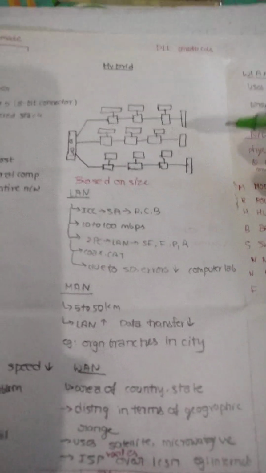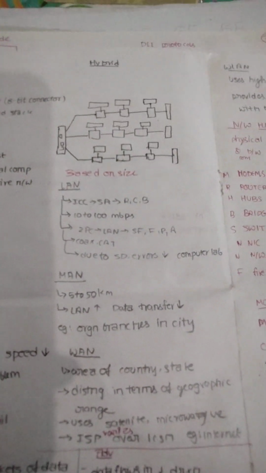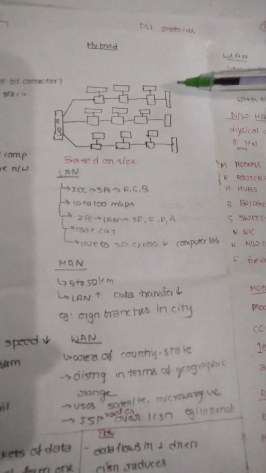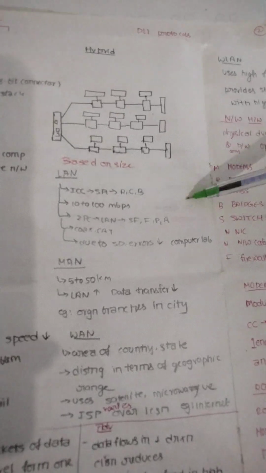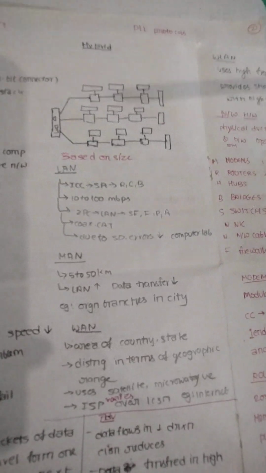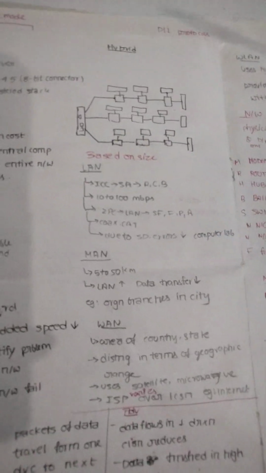Okay. Now let us go to hybrid topology. What is hybrid topology? Till now we have seen ring topology, bus topology, and star topology. These are all physical topologies. Now this is a hybrid topology. In hybrid topology, two or more physical topologies are combined. Here you can see these are three bus topologies which are connected to a switch. So it is a star topology. It is a bus topology in a star topology.